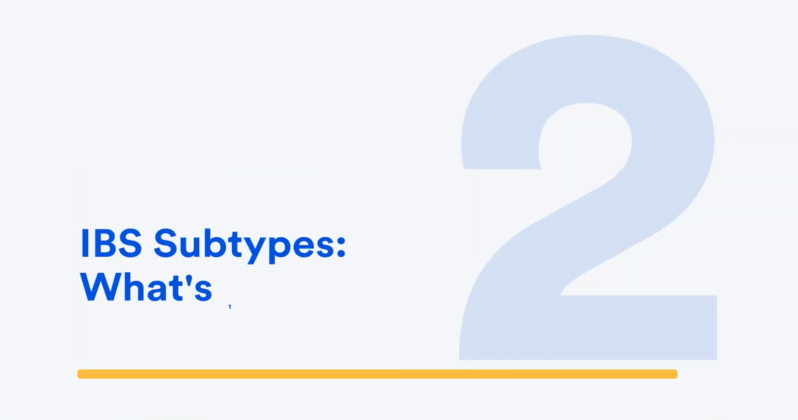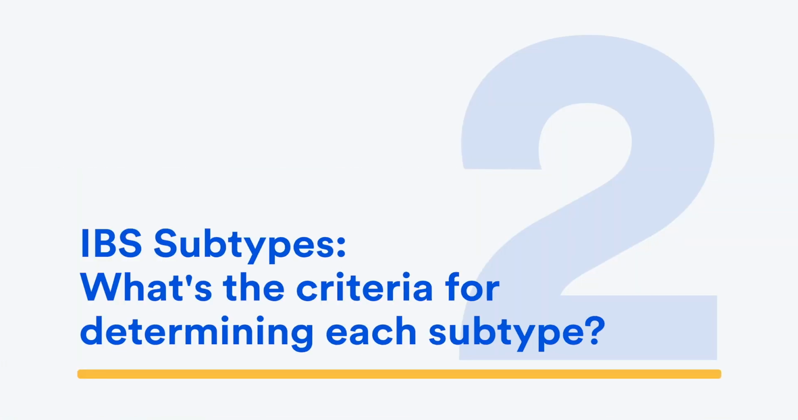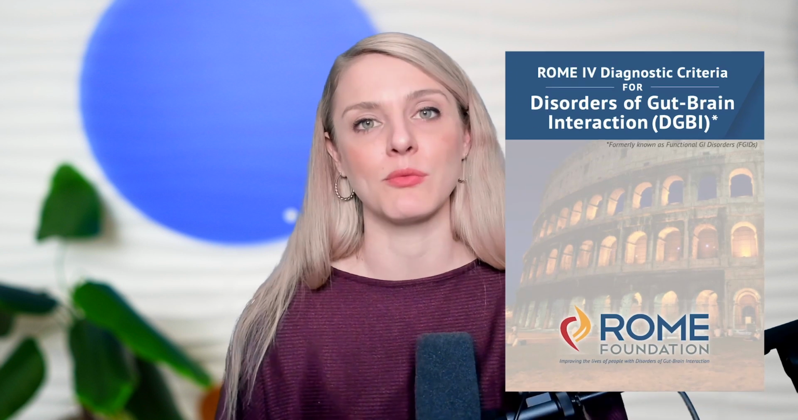So what are the criteria for being subtyped with each of these different IBS subtypes? So first things first, in order to be subtyped with IBS, you first have to have an IBS diagnosis. And to have an IBS diagnosis, you have to meet certain symptom criteria called the Rome 4 criteria, which come to us from an organization called the Rome Foundation.